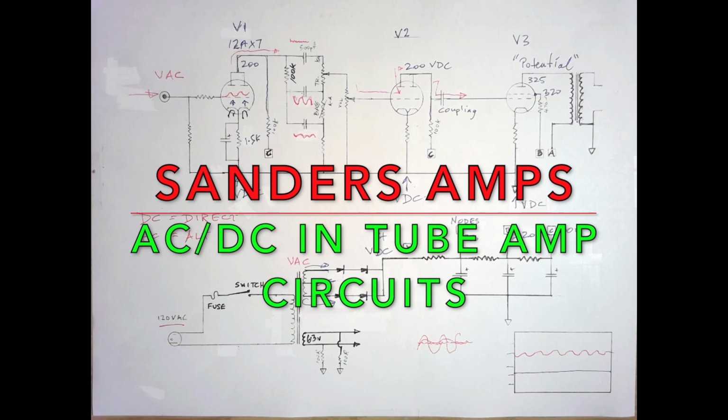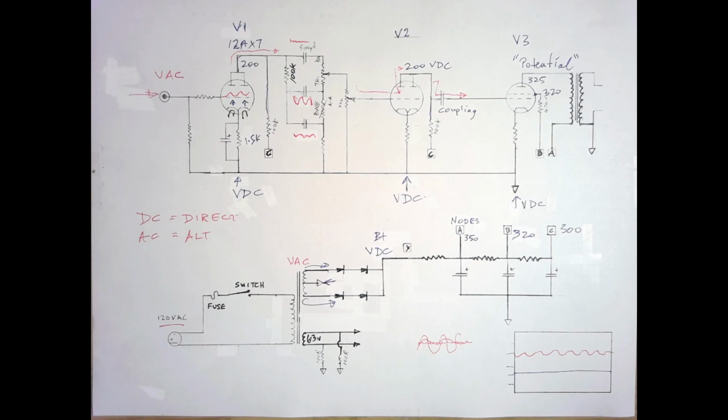I want to present a tutorial that I hope will help amp builders understand some of the core principles of AC and DC currents and how they function in a very simple tube amplifier design. These principles probably apply in many other areas too, but it took me a long time to learn how these worked, and I went on many forums, read books, and I couldn't really ever get a clear explanation.